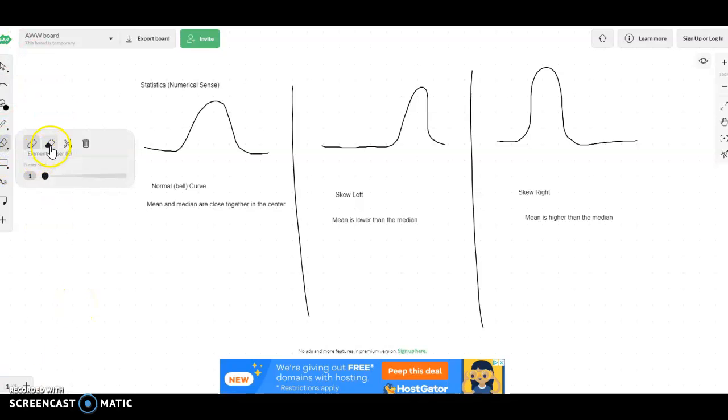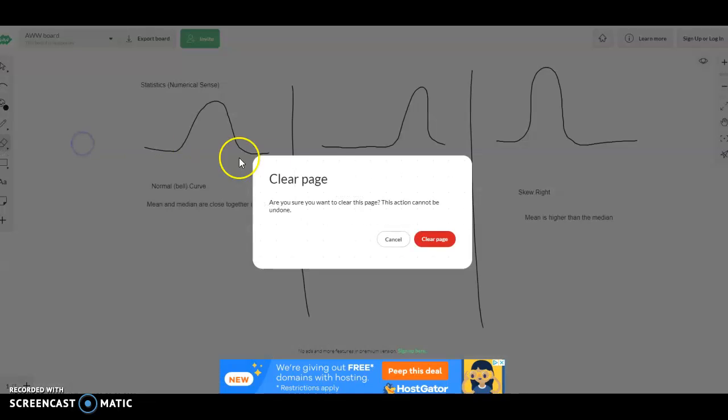Sorry, new to this, so just trying to figure out what I'm doing here. So let's see if I can delete all of this.